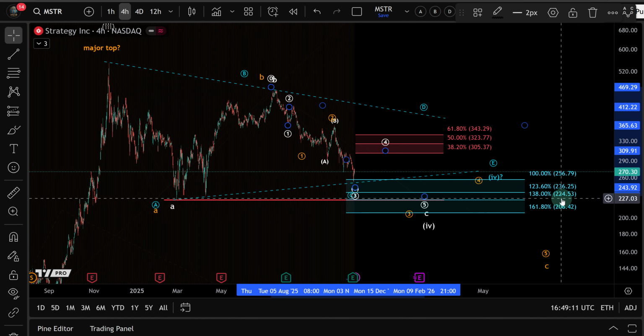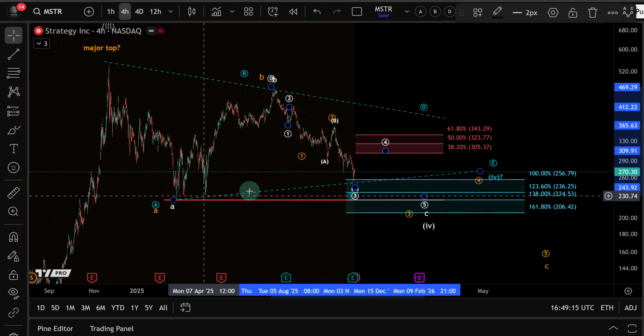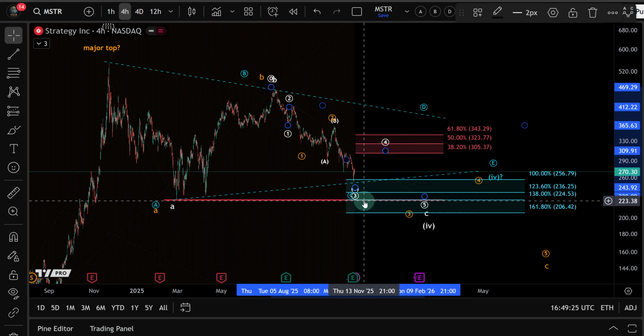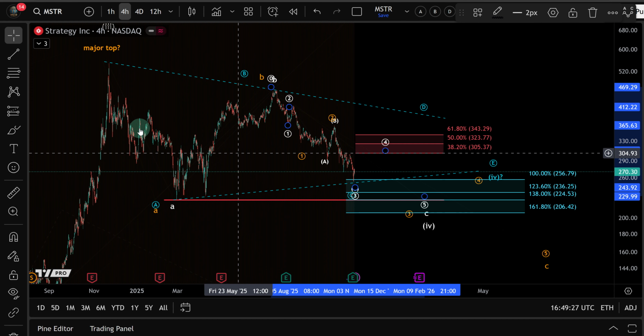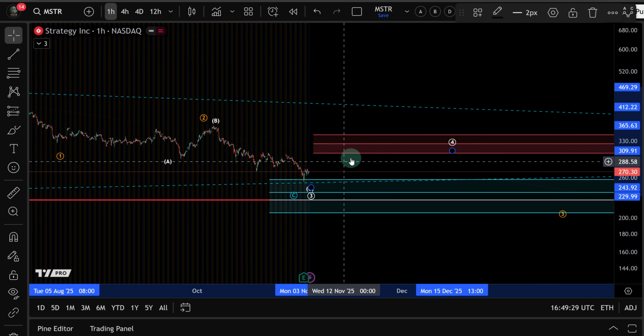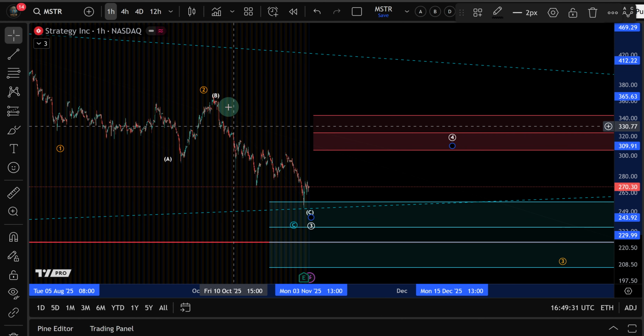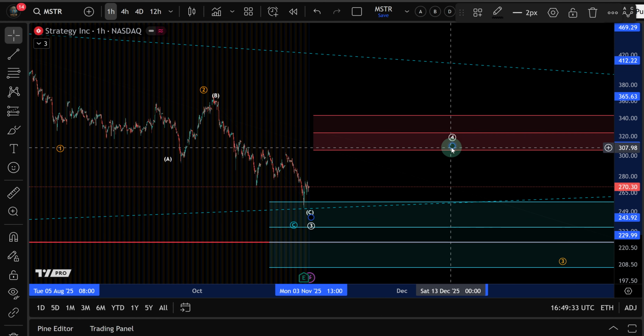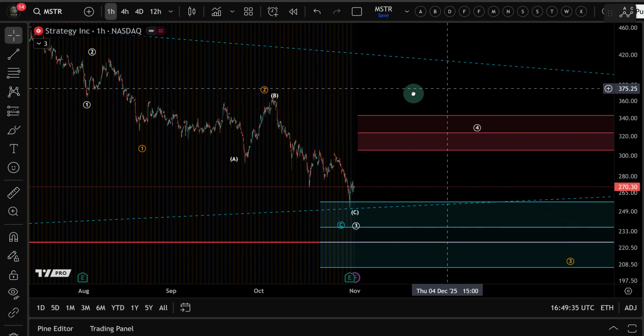And then $224 is the 138% extension of the decline, which is just a Fibonacci extension target, just levels to watch. Together with the structural support levels from April and February, March, this could provide some very, very strong support in that region. In the very short term, I'm basically getting ready for a bounce of wave 4. This is what I'd be watching for next week.